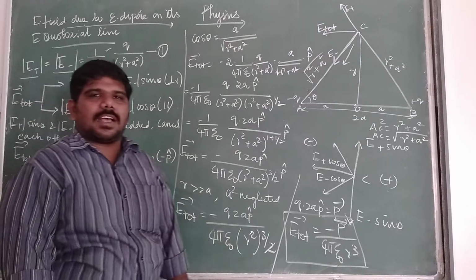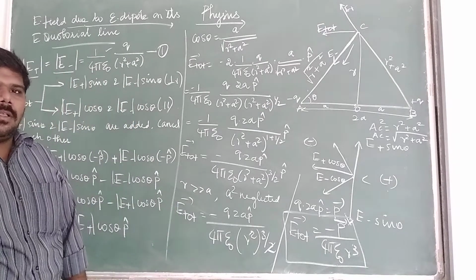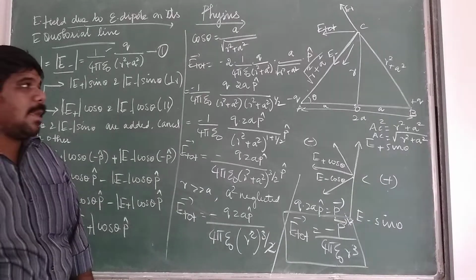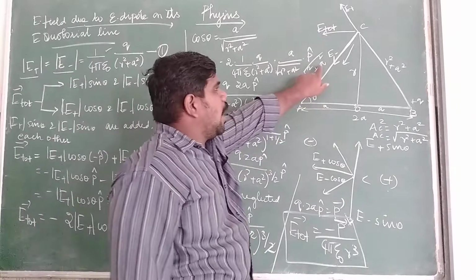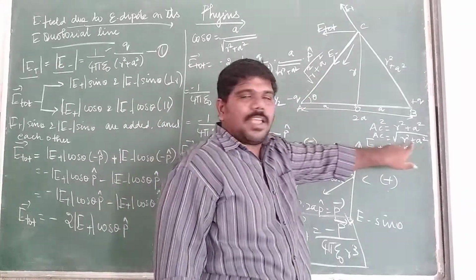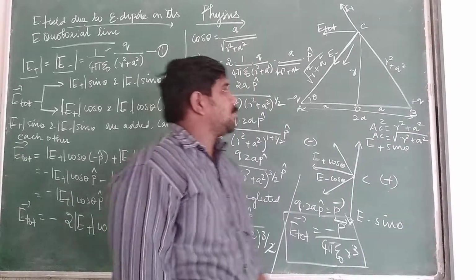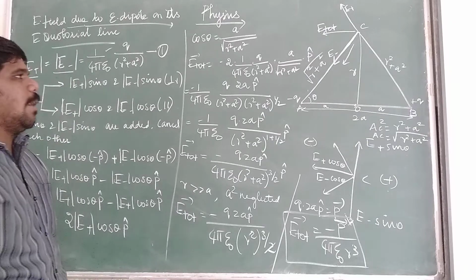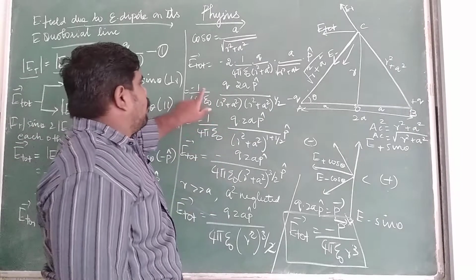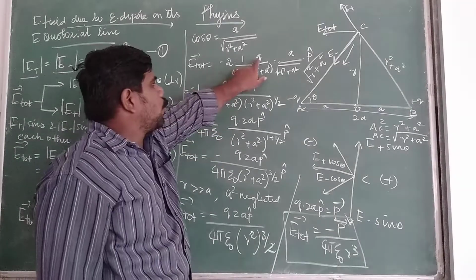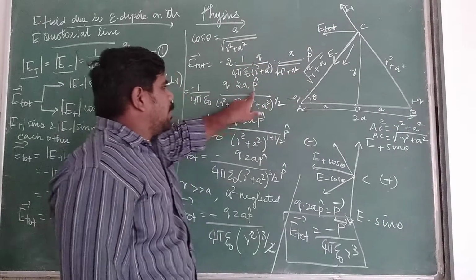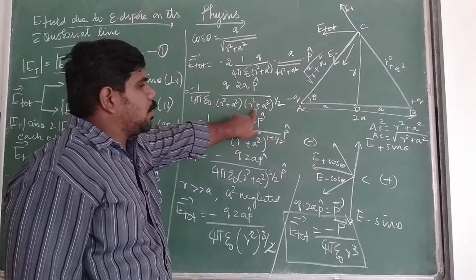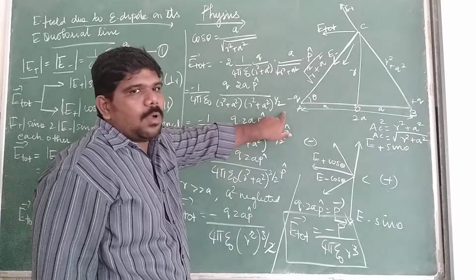Guys, what's the formula for cos theta? Adjacent side by hypotenuse. So this is the adjacent side, and the hypotenuse is AC. AC is equal to root of r square plus a square. So you get the value a by root of r square plus a square. We substitute the term. Then minus 1 by 4 pi epsilon 0 q into 2a p cap divided by r square plus a square into r square plus a square the whole power 1 by 2.